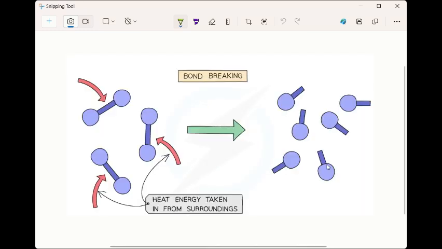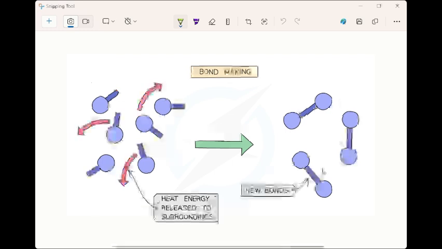In endothermic reactions, we take in energy so we can break bonds. That's it. So we need the energy to break bonds. In an exothermic reaction, you're releasing energy by making new bonds. So making a bond should release energy.